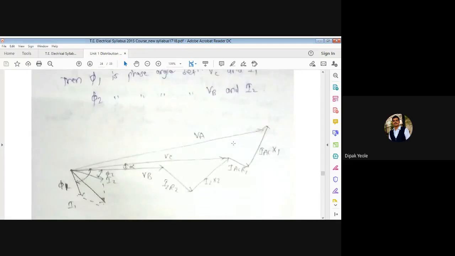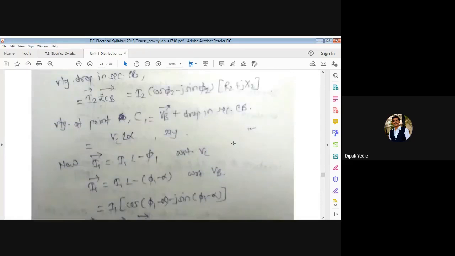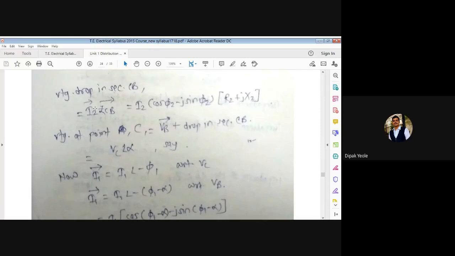So the same diagram we have to draw. For that also, here there is a small change. What is the change? I2 ZCB we have to take. I2 ZCB component we have to carry the same, at point C we have to use.